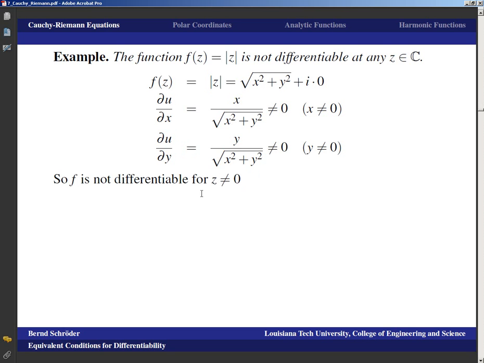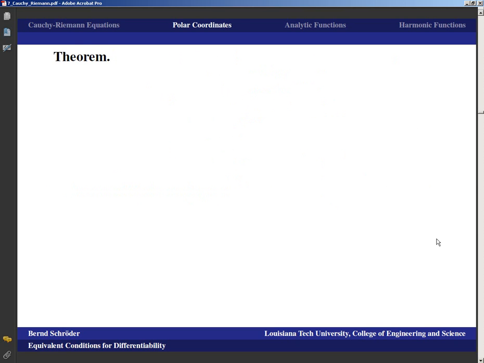And so that means f is not differentiable for z not equal to 0, because in that case, the first or the second one is not equal to the corresponding partial derivative of the imaginary part. And as a square root function, f of z is also not differentiable at the origin, because at the origin we would get 1 over 2 times square root 0, which does not exist. Okay, so now we switch to polar coordinates.